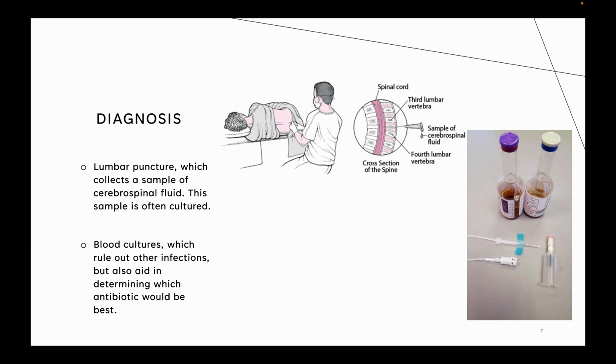This also aids in determining which antibiotic would be the best to treat this disease. Culturing the lumbar puncture fluid would also help with that. However, blood cultures will also oftentimes be drawn just to help determine if that infection has moved elsewhere.